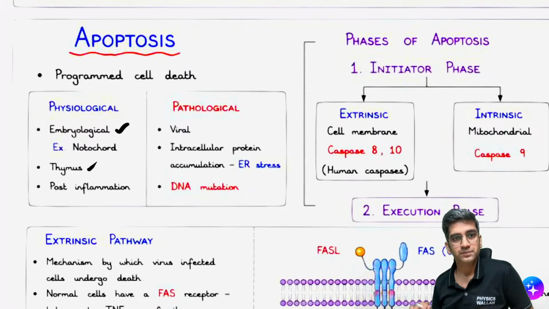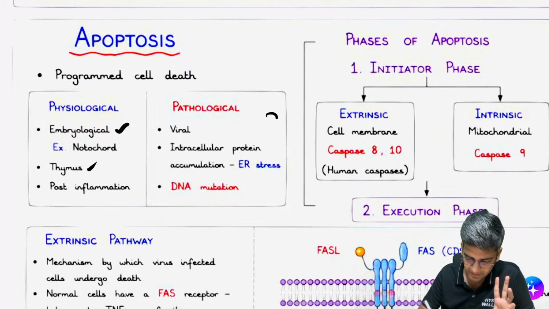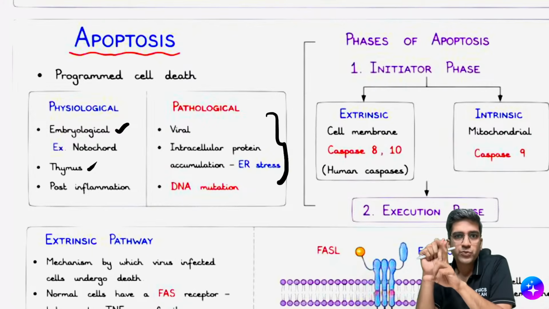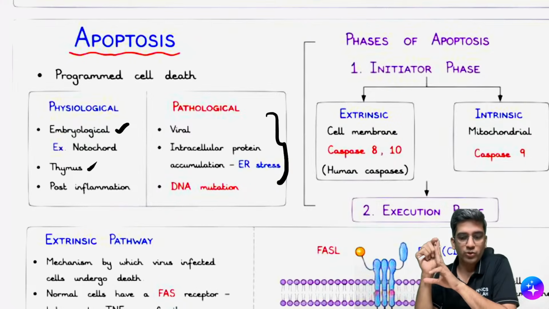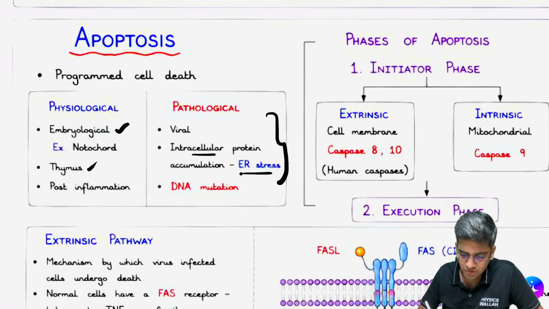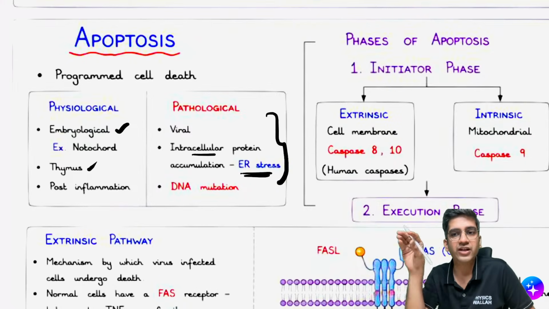Fine. Perfect. Pathological, 3 important causes. DNA mutation, virus; most important is DNA mutation. Every virus will definitely cause apoptosis. And obviously, intracellular protein accumulation puts stress on the endoplasmic reticulum and it triggers apoptosis.